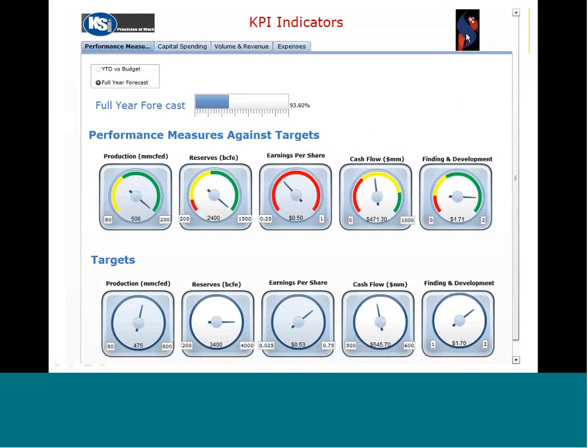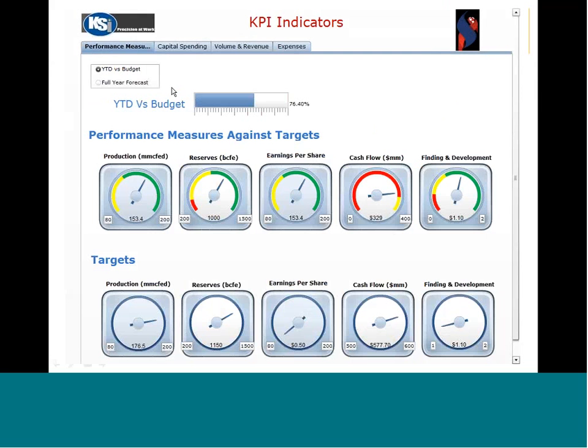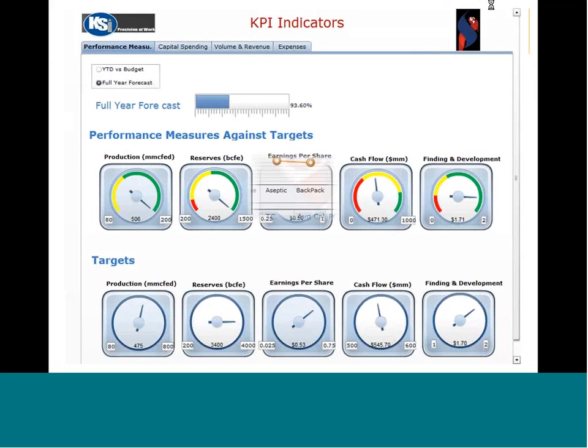Now here is also another KPI list for a manufacturing organization. We have put together a number of information over here that you see from dashboards. You have the ability to look at a full year forecast, or you can look at year to date versus budget as well. This is some of the information that you can get from this dashboard.